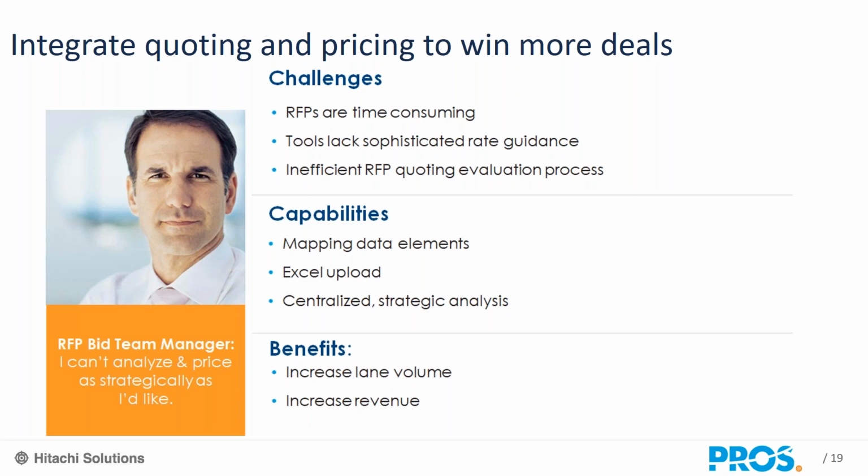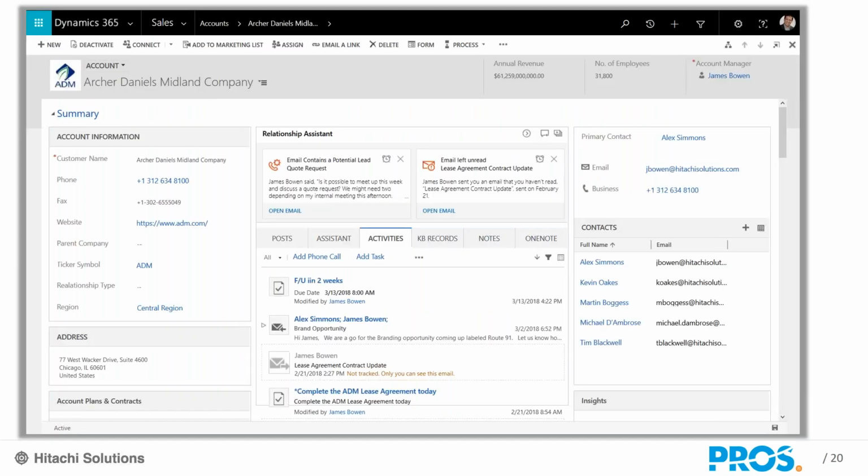Doing that, we'll be gaining more benefits and increased lane volumes. We'll be understanding what lanes we are winning and what lanes we are losing. And we're able to bubble up this information to analytics and reports that can be digested at a management level, to make better informed decisions as this loop continues on. So with that, I'm going to kick off this RFP process and kick it over to James to show how we start this process in Dynamics 365.